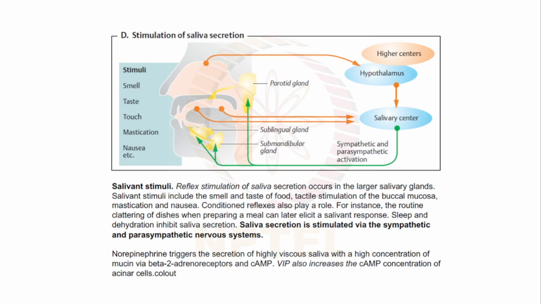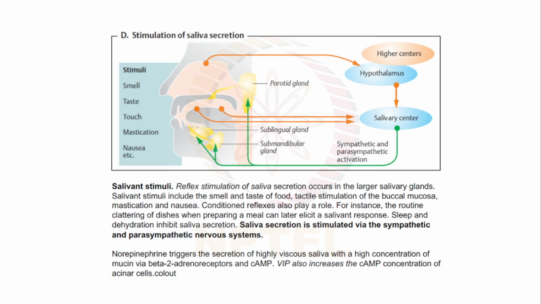They work together to secrete the saliva, and for this, the stimulation comes from the hypothalamus to the salivary centers. The stimuli to the hypothalamus reach through smell, taste, touch, mastication, nausea, etc., depending upon the situation. The sympathetic and parasympathetic nervous systems then initiate the secretion of saliva, and also make the parotid glands active for the assigned function.